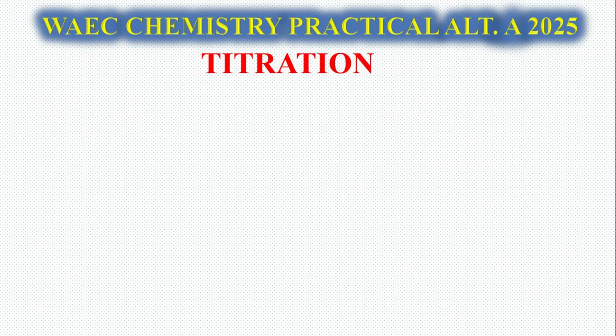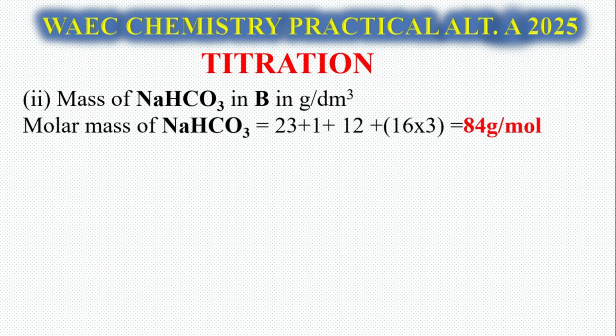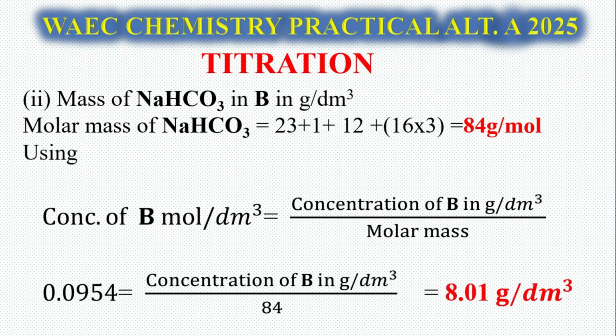So let's go to number 2. Number 2, we have the mass of NaHCO3 in gram per dm³. We are going to be using a formula. First of all, let's calculate our molar mass. It will be 23 plus 1 plus 12 plus 16 times 3, everything giving us 84 gram per mole. Remember, anytime you are calculating molar mass, you must use the unit gram per mole. Please take notes. So let's use that formula. We have 0.095 mol per dm³ multiplied by 84, which gives us 8.01 gram per dm³ of our B. Did you get that before me?